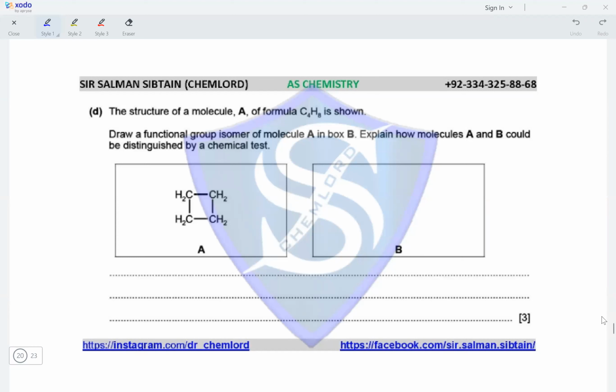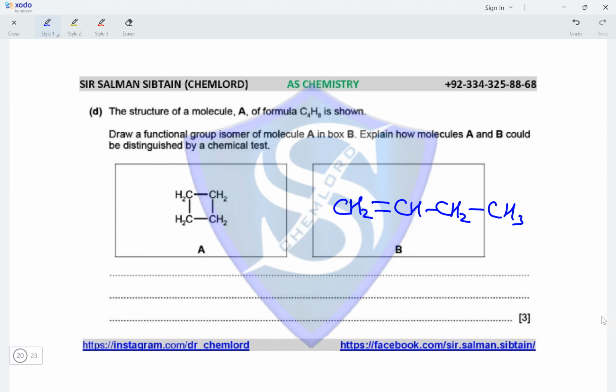The structure of a molecule A of formula C4H8 is shown. Draw a functional group isomer of molecule A in box B. Explain how molecules A and B could be distinguished by a chemical test. So we can draw any alkene with the formula C4H8. So CH2 double bonded to CH, single bonded to CH2, single bonded to CH3. So these two are functional isomers of each other.